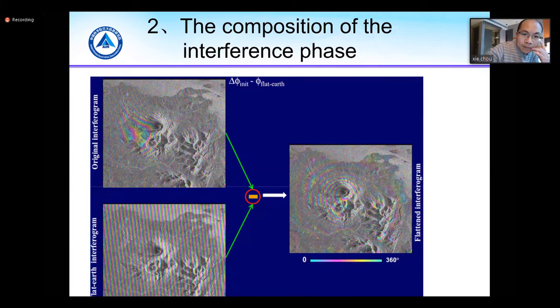When we subtract the flat earth phase from the initial interferometric phase, we can find the residual phase is related to the elevation.